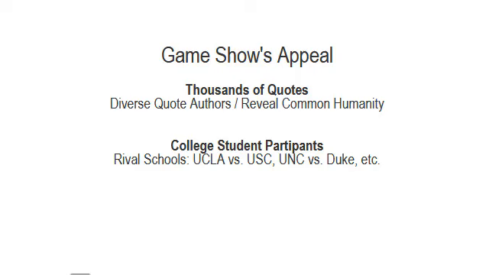4 students would pair off based on their relationships. They could be 2 fraternity brothers against 2 sorority sisters at the same university, or they could be friends at 2 different colleges. Colleges that are sports rivals like UCLA versus USC or UNC versus Duke University would be ideal for audience appeal. Attractive young students in their prime would also add to the appeal.